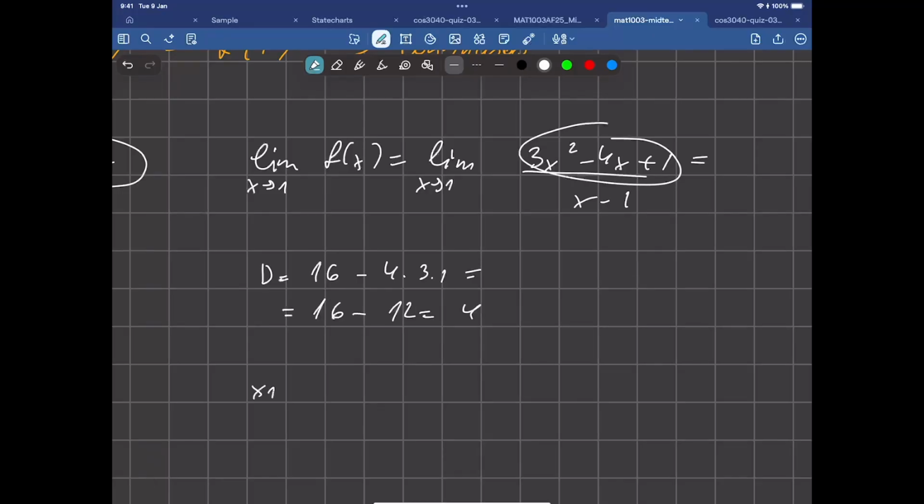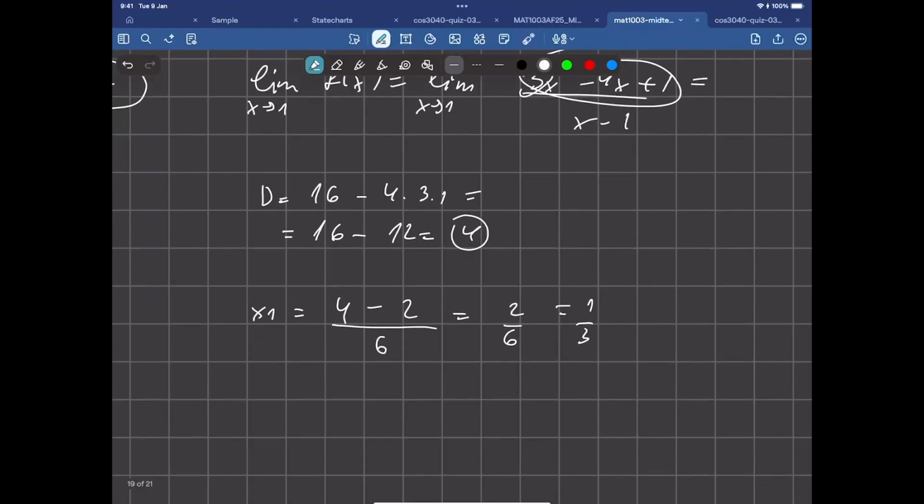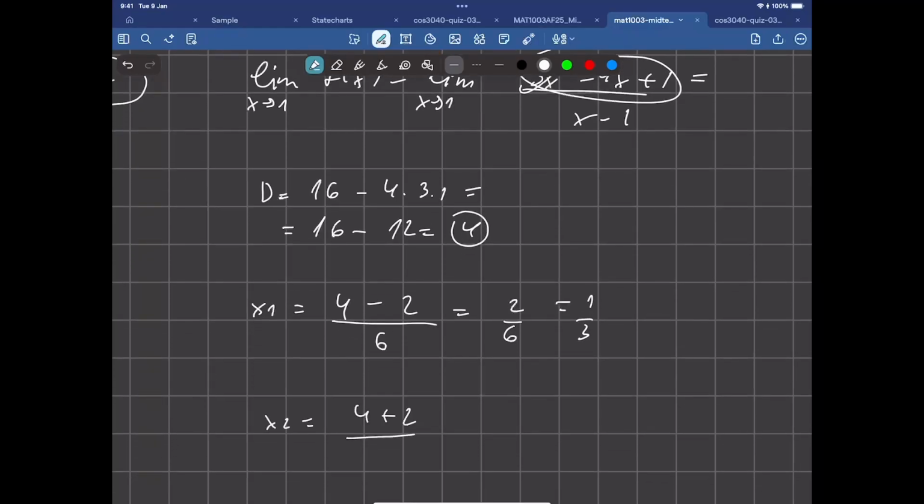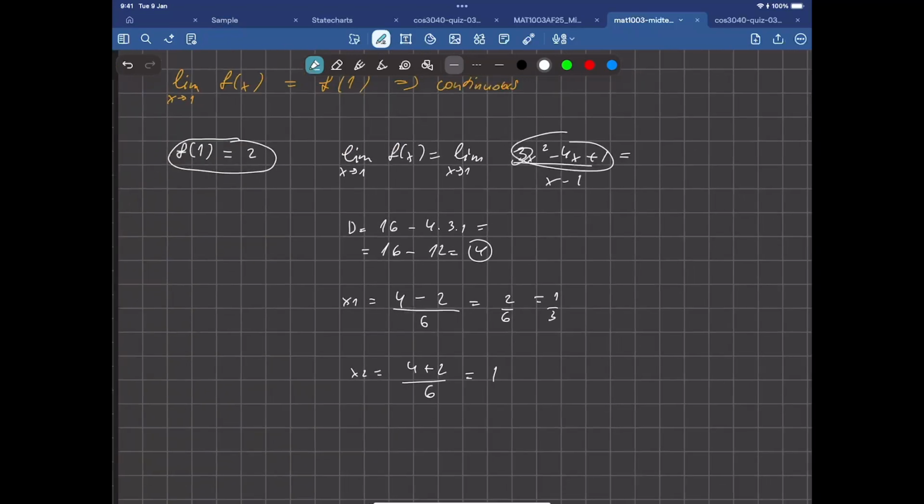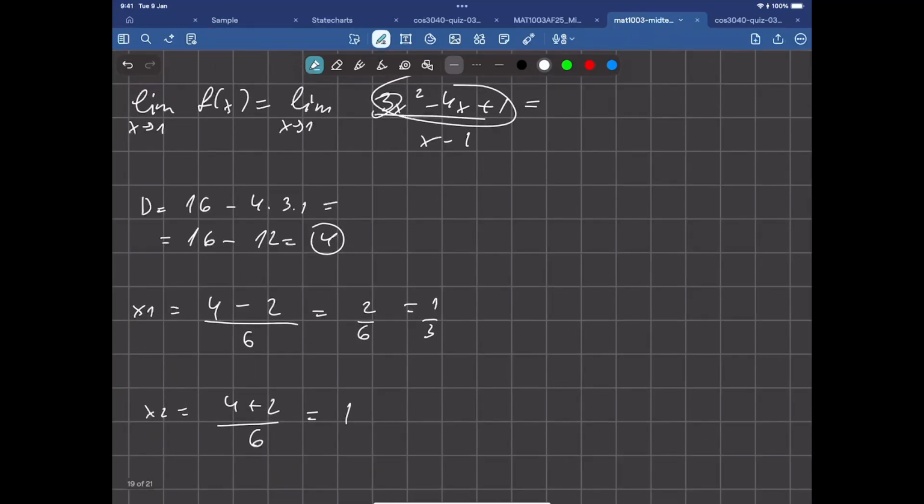Therefore, x1 would be 4, wait, I forgot the formula actually. 4 minus the square root of the discriminant, which is 2, over 2 times a, so that's 6. Therefore, we have 2 over 6, which is 1/3. And then x2 would be 4 plus 2 over 6, which is just 1. So now, when we factor out the quadratic at the top, we would have 3 times x minus 1/3 times x minus 1.